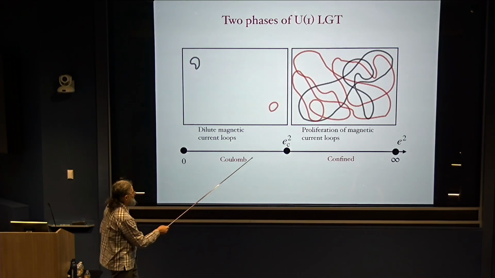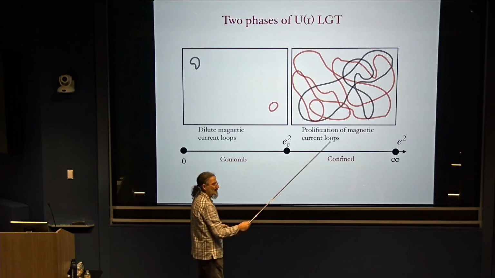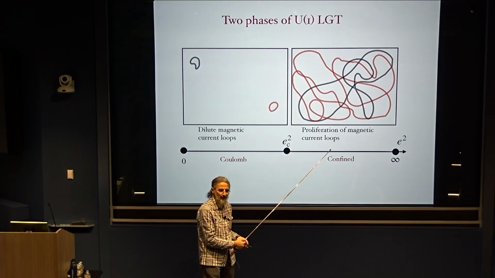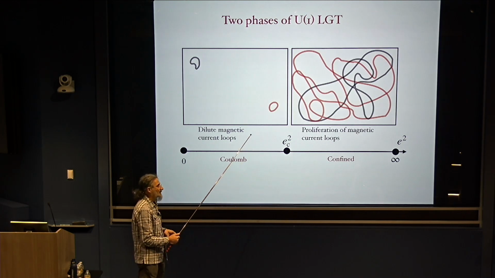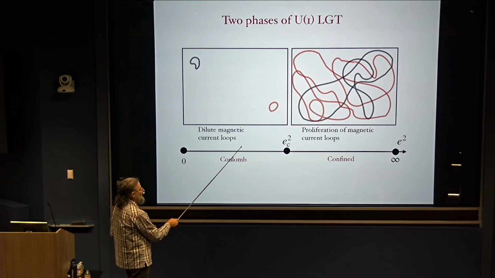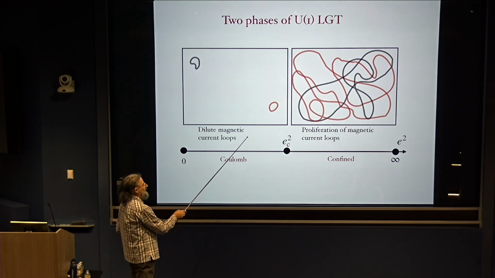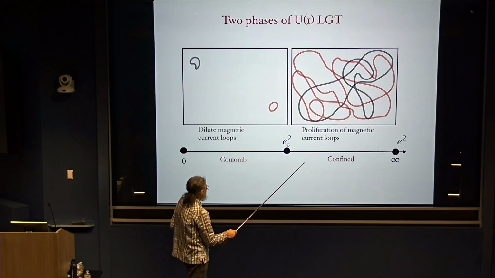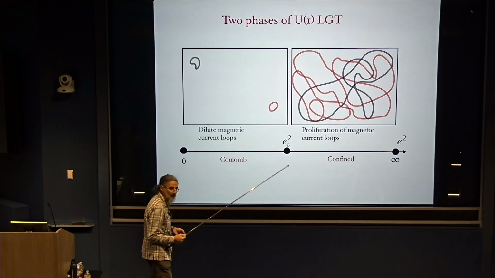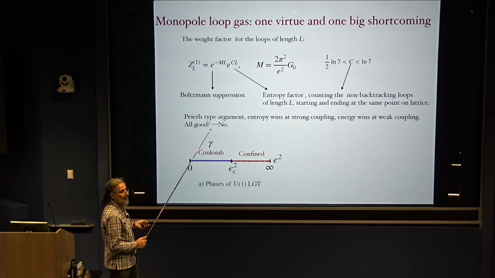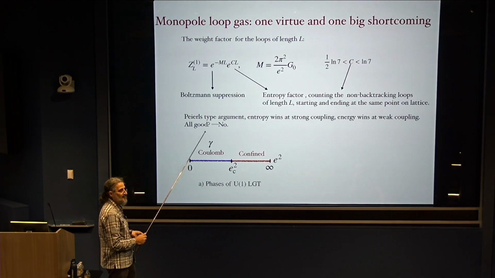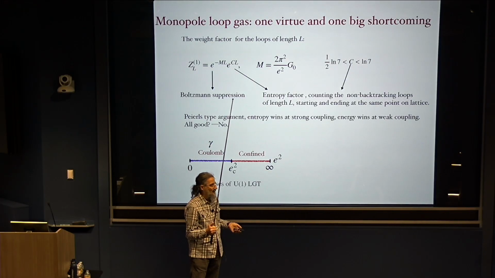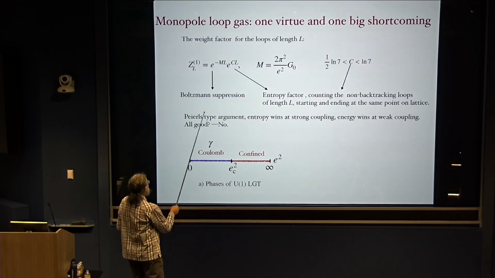People study it. It's strong coupling. These monopoles proliferate. That's equivalent to condensation of the dual Higgs field, this dual superconductivity that people talk often here. But if you go to weak coupling, there are still monopole loops, but they are very dilute, they are very heavy, and there is a phase transition at some critical point.